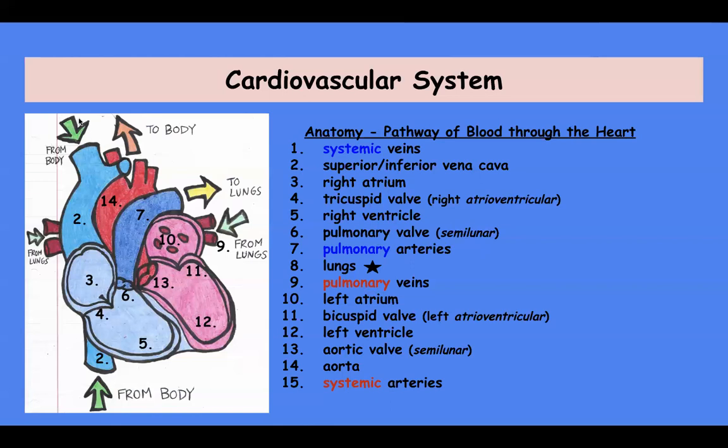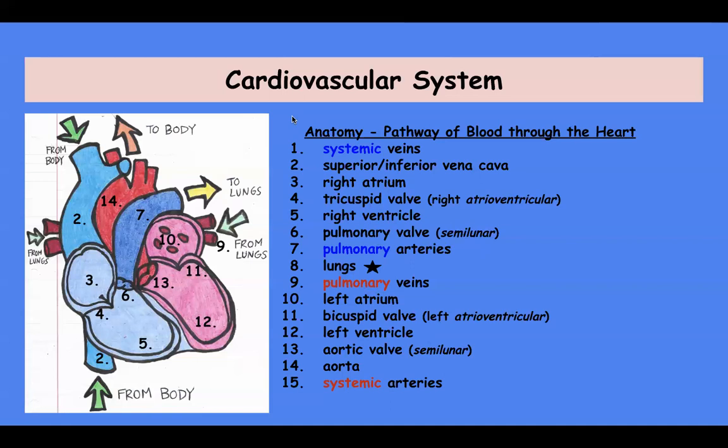So if we focus on this green arrow here that says from the body, and this orange arrow here that says to the body, all of these steps in between is what helps get from this to that. So that is kind of like a high-level summary of the pathway of blood through the heart.